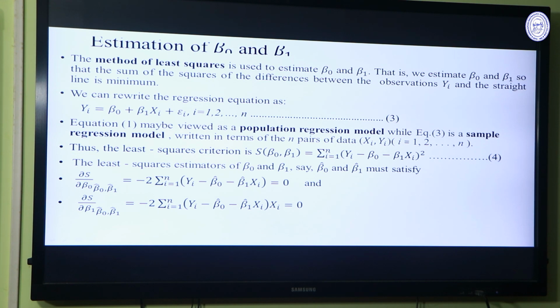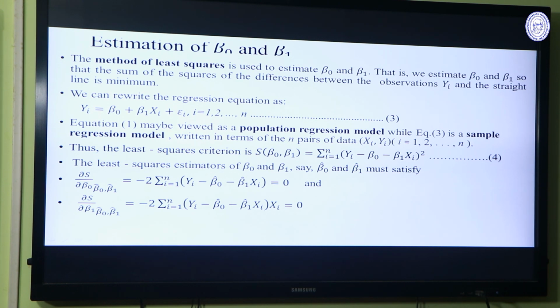Otherwise, if we cannot predict values which are very close to the actual value, then our model is futile, then our model is useless. Now, how can we estimate one model which will be close to the actual model? How can we estimate one model from where we can find the values of beta 0 and beta 1 which will be very close to the actual beta 0 and beta 1?